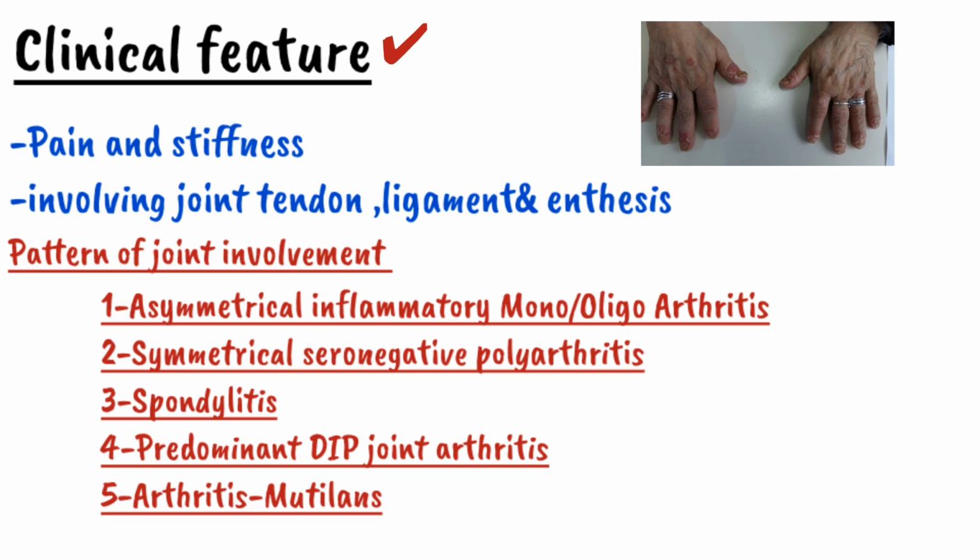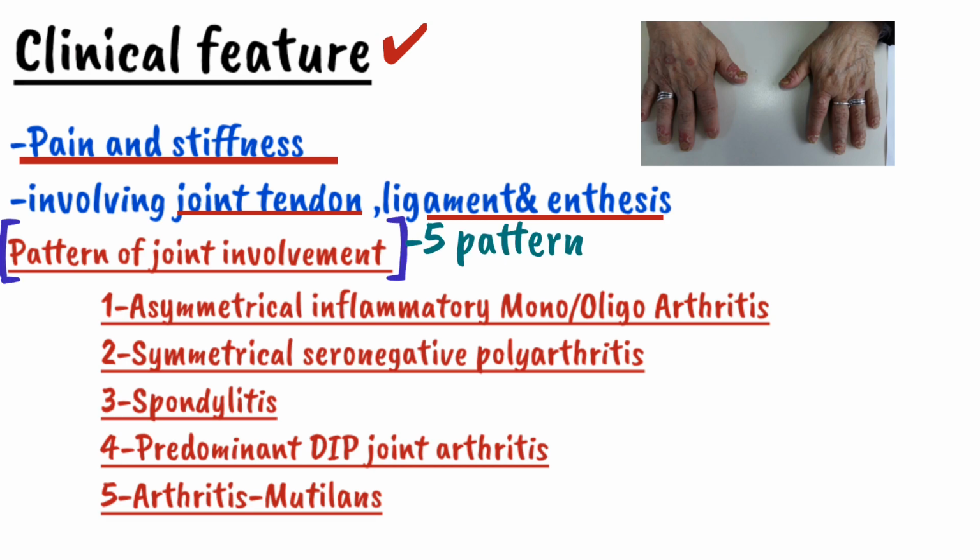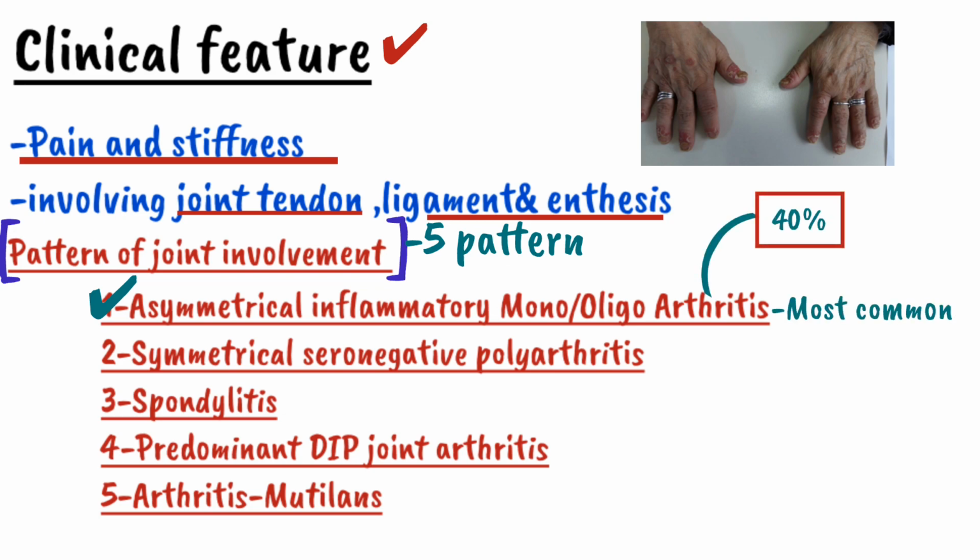Now coming to the clinical features of psoriatic arthritis. The patient presents with pain and stiffness involving joints, tendons, ligaments and entheses. Enthesis is the insertion site of a tendon or ligament. Remember that the joints involved in psoriatic arthritis have multiple patterns. Predominantly there are 5 patterns in which the arthritis can present. The first one is asymmetrical inflammatory monooligoarthritis. It is the most common type. About 40% of cases of psoriatic arthritis present with asymmetrical monoarthritis.